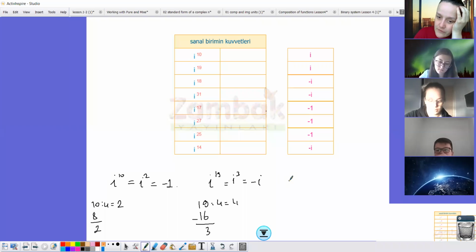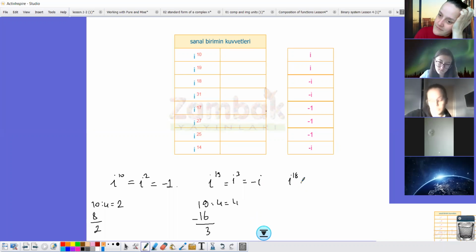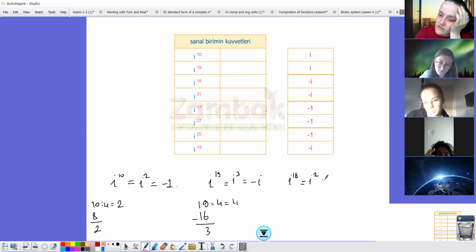Stanislav, what will be i to the power of 18? What will be the remainder? The remainder will be 2, teacher. So it's i squared. Yes. Teacher, I wasn't present when you taught this, so I don't know what i squared is. It is minus 1. Okay, teacher.